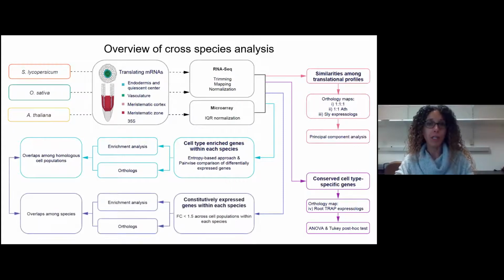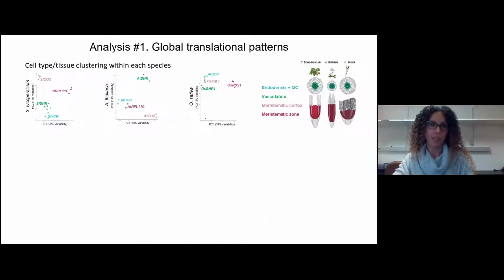And in the 4th analysis, we examined the function and the degree of overlaps of genes with low expression variation across cell types within each species. So in the next few slides, I'll guide you through each of those 4 analyses.